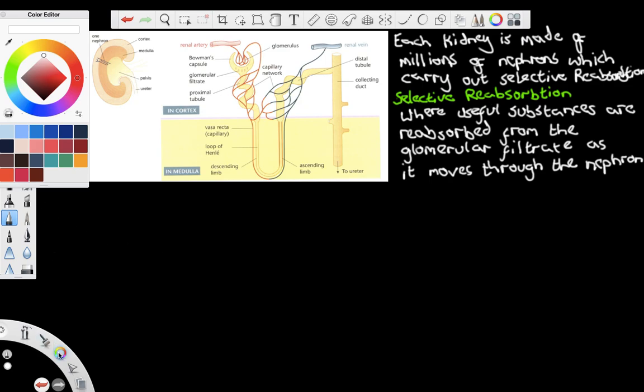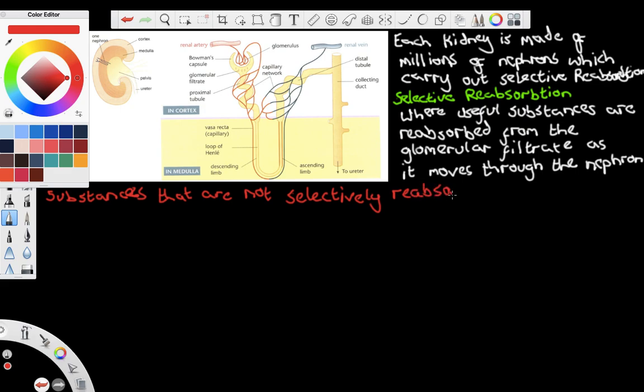Okay? So we can say, and I'm going to put this in red, it's important, that substances that are not selectively reabsorbed are gotten rid of as waste through the urine.